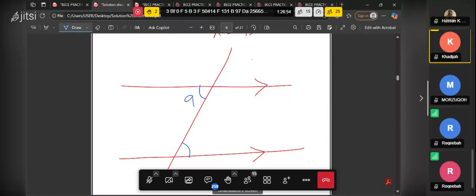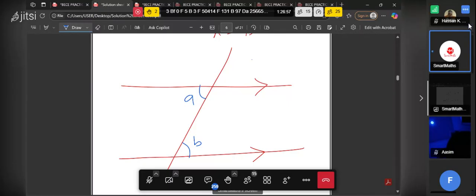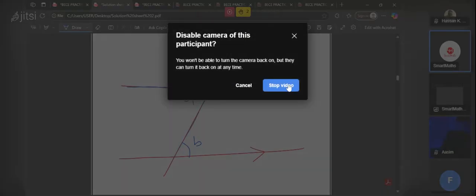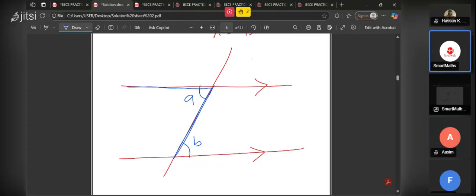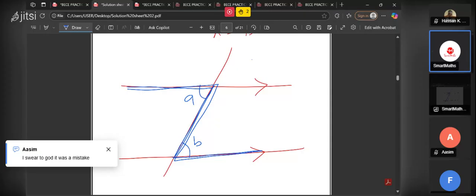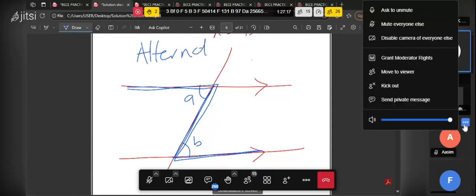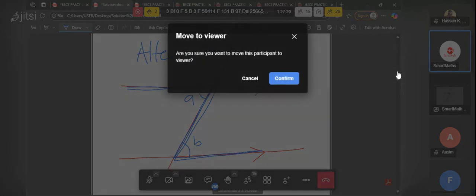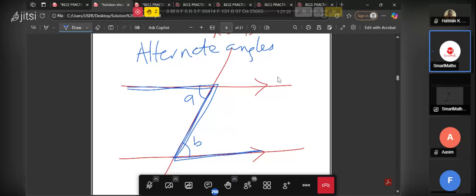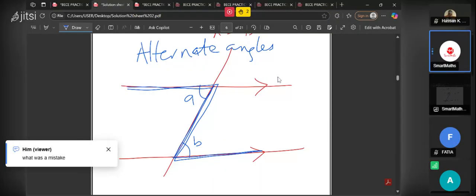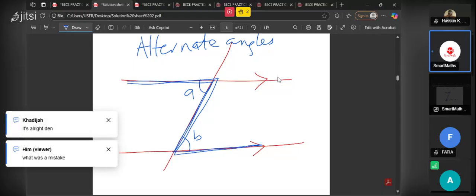Now, this is angle A and this is angle B. Angle A is formed by this line and this line, while angle B is formed by this line and this line. You can see that what we are seeing here is a Z. So these are what we call alternate angles, and they are equal. Alternate angles are equal.